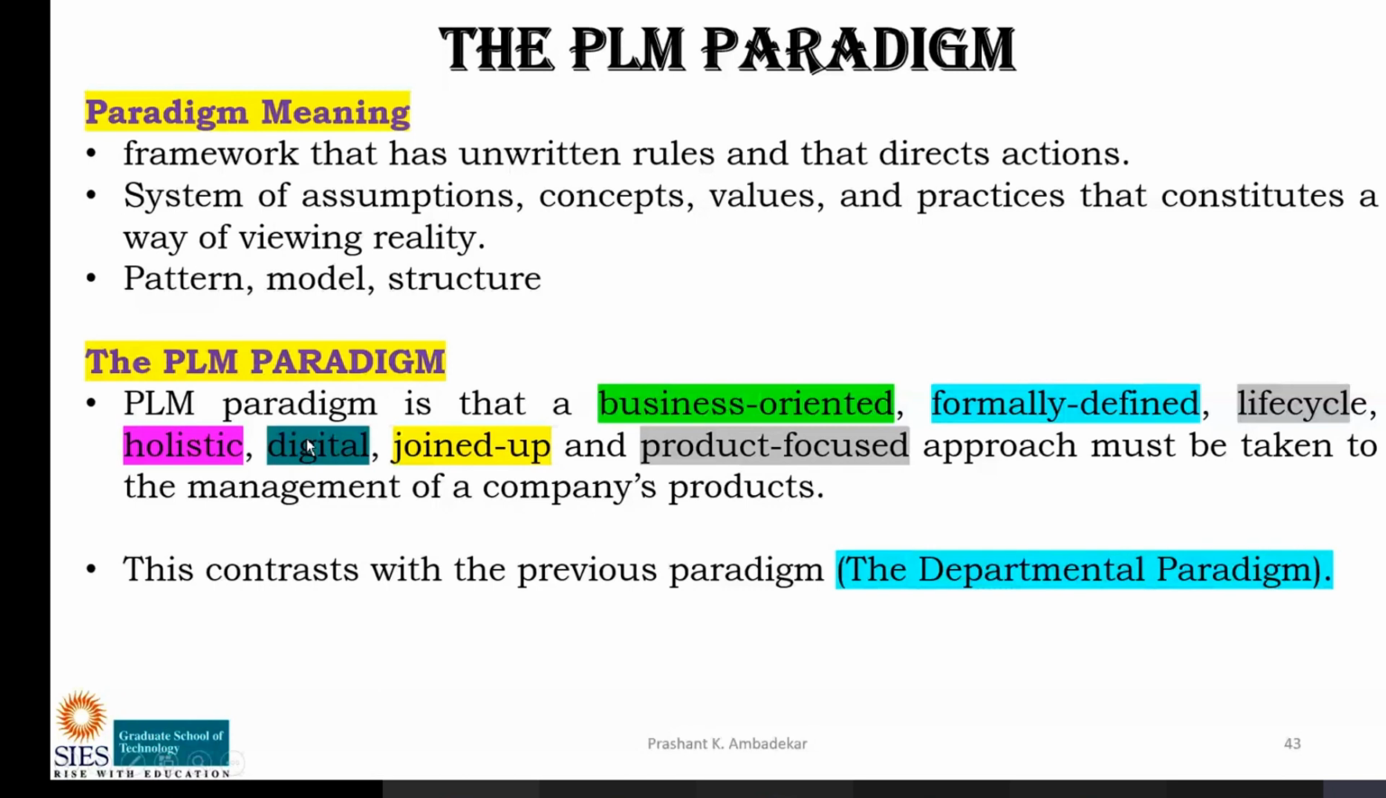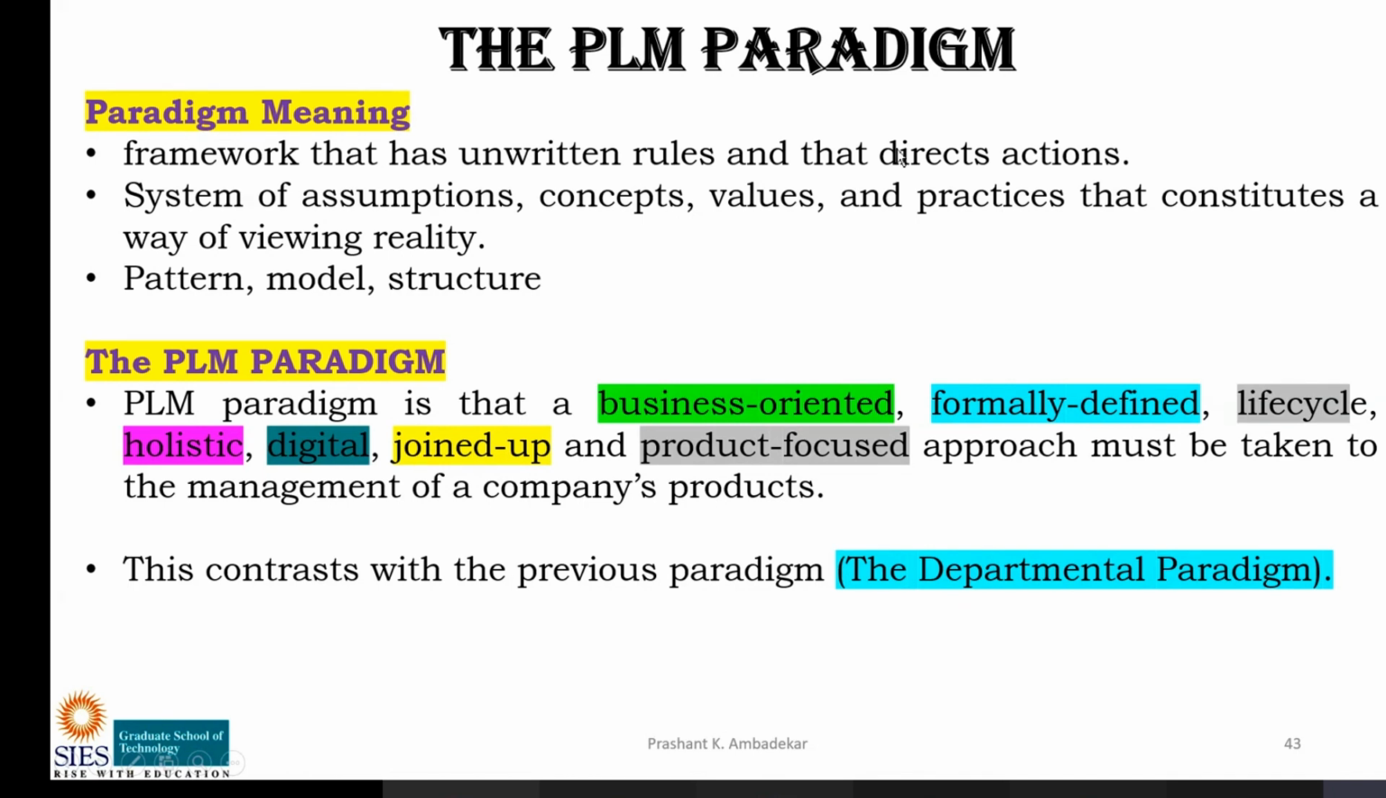Before that, we have to see what the paradigm was before PLM, and then there was a paradigm shift, and because of the shift, the word PLM came into existence. Whatever is explained here, these seven points, contrast with the previous paradigm. What was there earlier? Earlier it was the departmental paradigm.